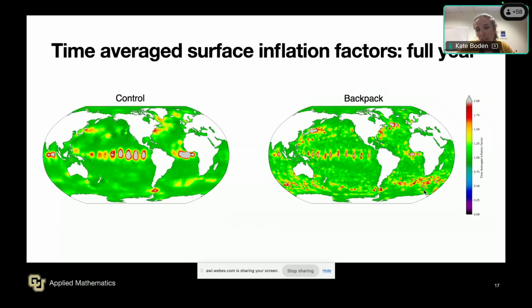Certainly here in the Pacific, you're seeing larger inflation factors than you are with backpack, but backpack has larger inflation factors off the coast of Africa and the Atlantic here, and smaller over here. It's different in how it's performing, not necessarily that we totally got rid of the need for inflation.